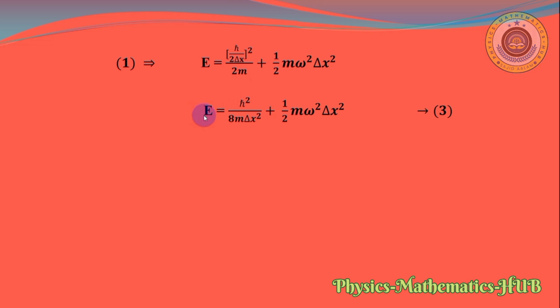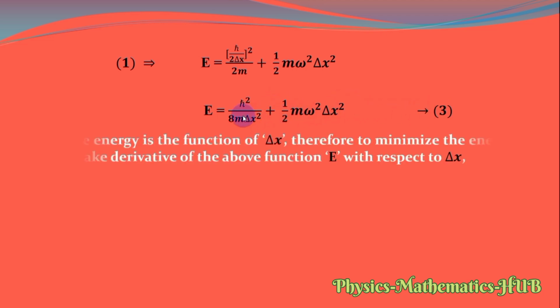Simplifying the above equation, we get E is equal to h cut square divided by 8m del x square plus 1 over 2 m omega square del x square. Let this be equation 3. Here energy is a function of del x. Therefore, to minimize the energy, we take the derivative of the above function E with respect to del x.